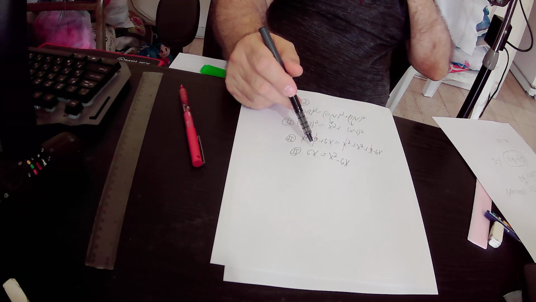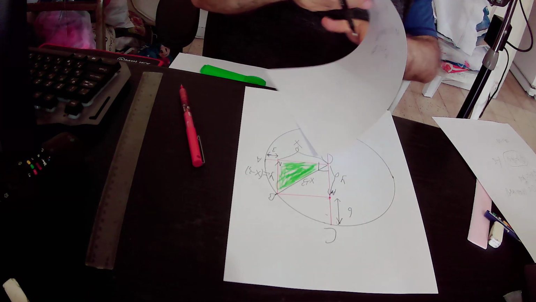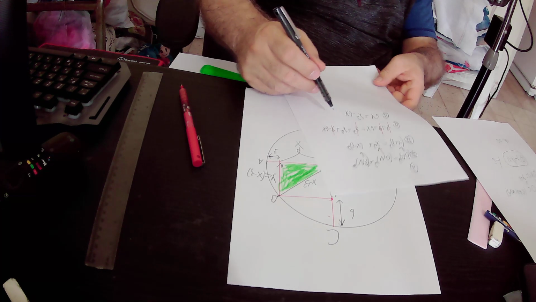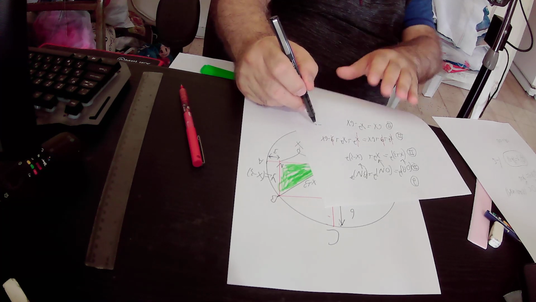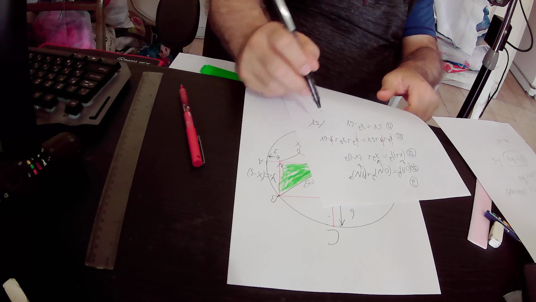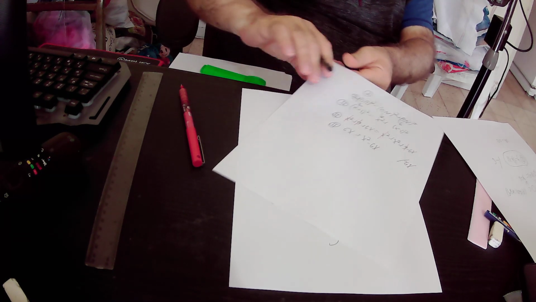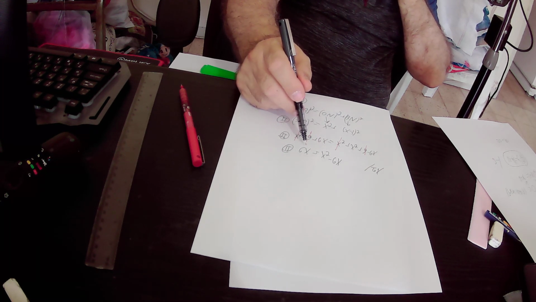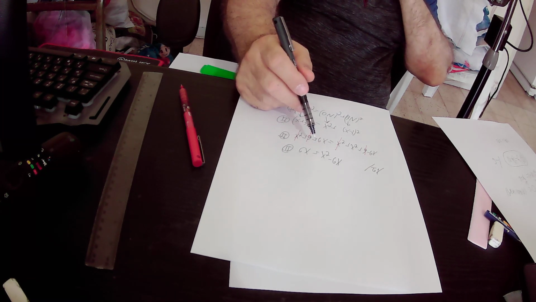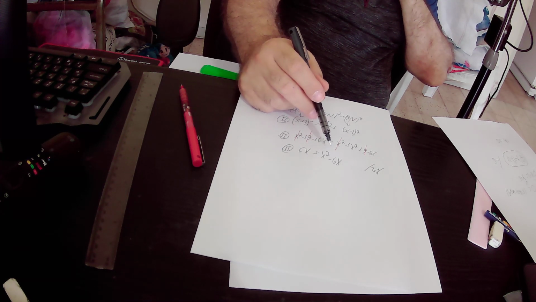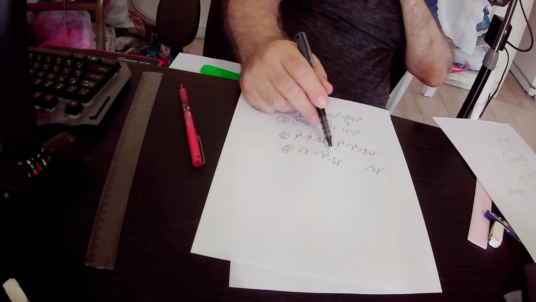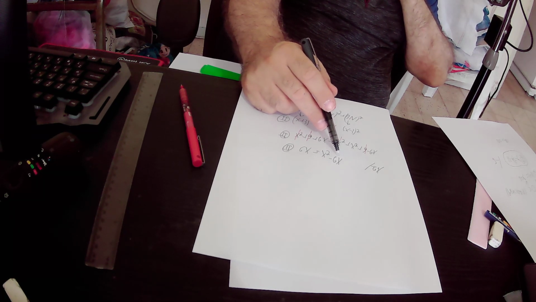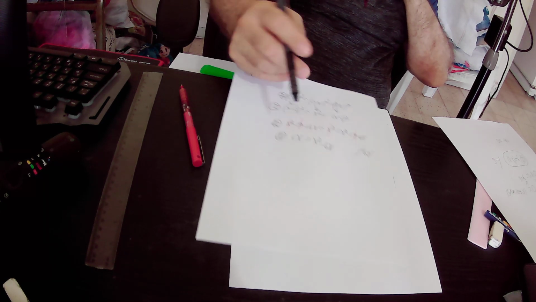Now we will subtract 6x from the second equation. So we subtracted 6x from this second equation. 6x minus 6x equals 0, and x squared minus 6x minus 6x equals minus 12x.